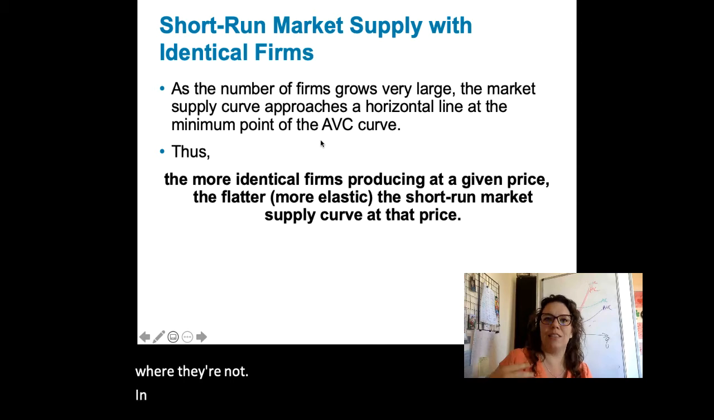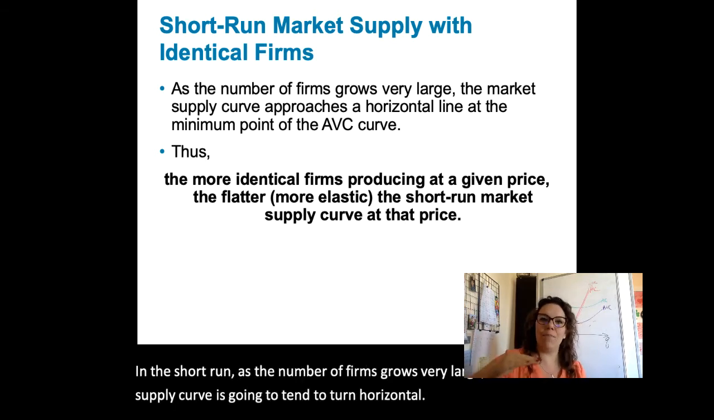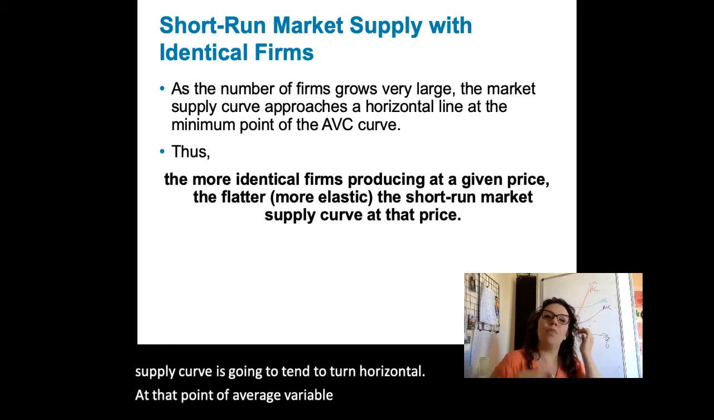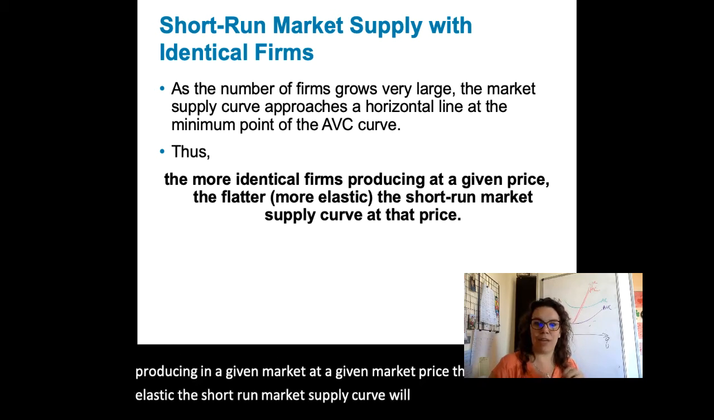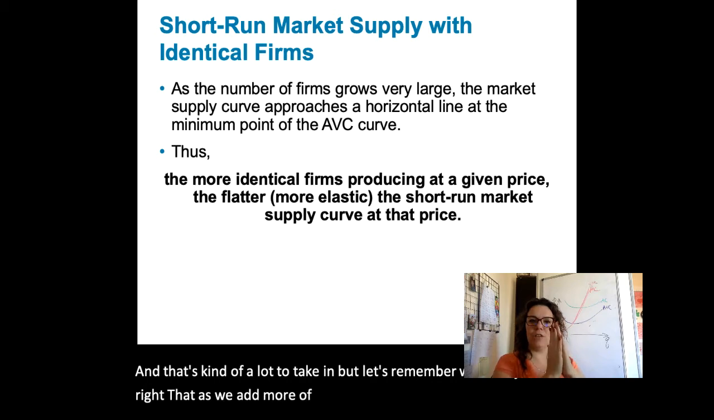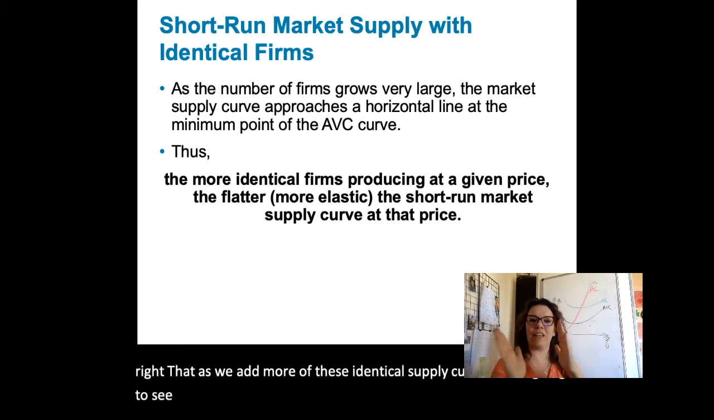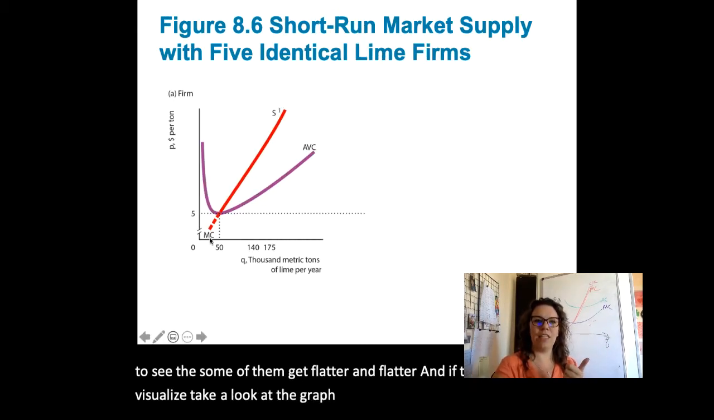In the short run, as the number of firms grows very large, the market supply curve is going to tend to turn horizontal at that point of average variable cost. So the more identical firms producing in a given market at a given market price, the flatter or more elastic the short run market supply curve will be at that price. That's a lot to take in, but as we add more of these identical supply curves, we're going to see the sum of them get flatter and flatter. And if that's hard to visualize, take a look at the graph here.